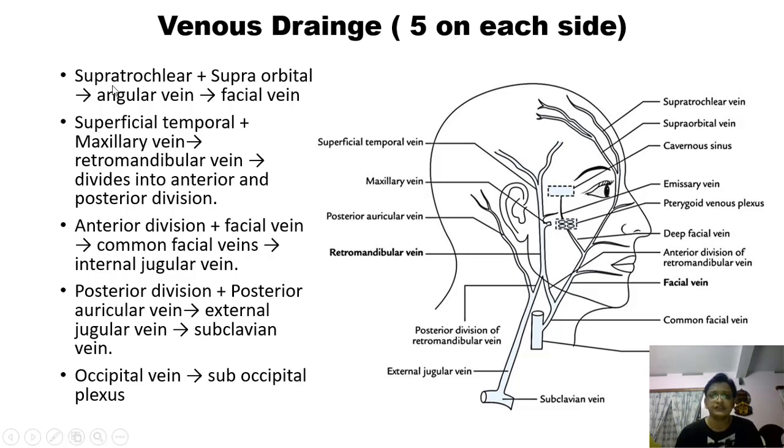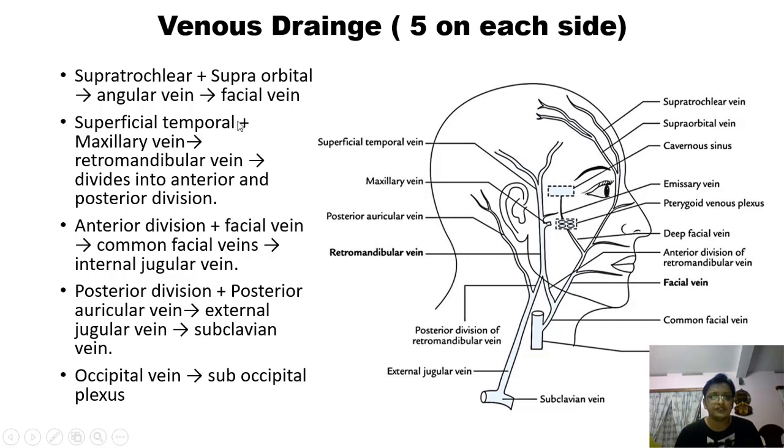So here you can see from supratrochlear and supraorbital, it goes into the angular vein, which is not mentioned here, but it's somewhere here, angular vein. Then it goes into the facial vein. Facial vein, here you can see the facial vein.